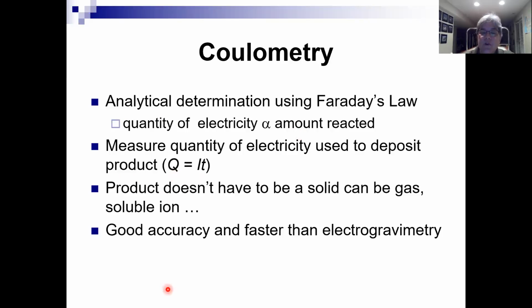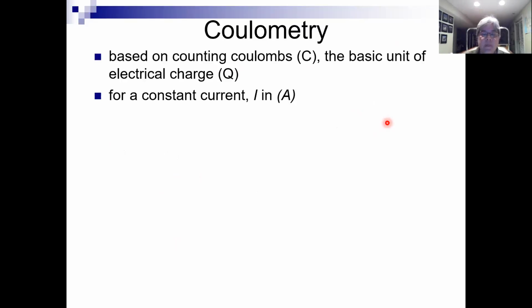And I want you to know that this method is more useful than electrogravimetry, okay? But I am going to give you a little bit of background about it. We'll go through it pretty fast, but again, I'm not going to ask you a lot about coulometry. Okay, so we said we're using Faraday's law. So we're counting charge, and to do that, we need to measure current. And the equations we use look like this.